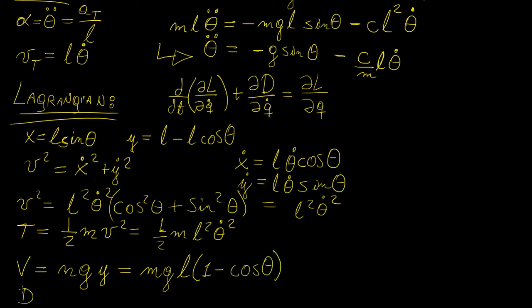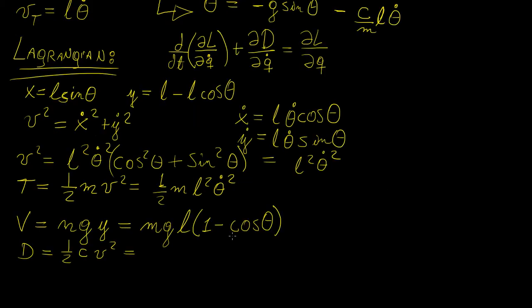And finally we define our dissipation energy, which is going to be half of c times the velocity squared, which is once again just going to be the following. We have half of that c constant, and now we have this term here, so L squared theta dot squared. So now what we can do is we can put all of this back into this equation. So let's start differentiating our terms. We're going to have the following.